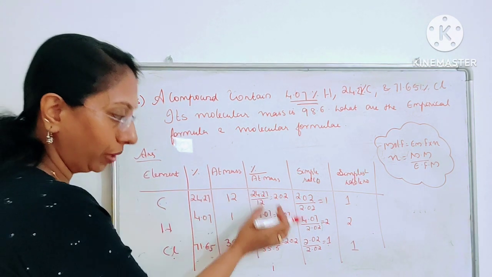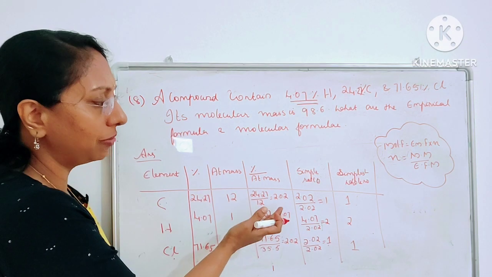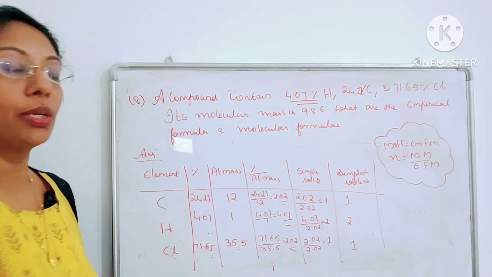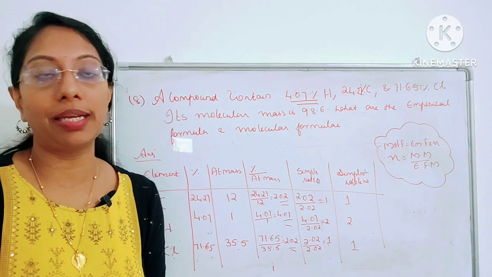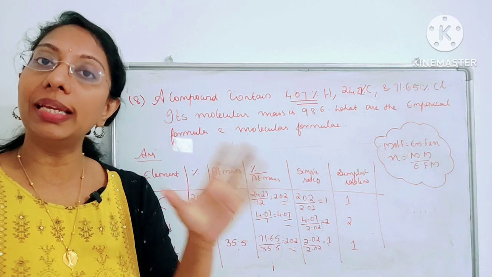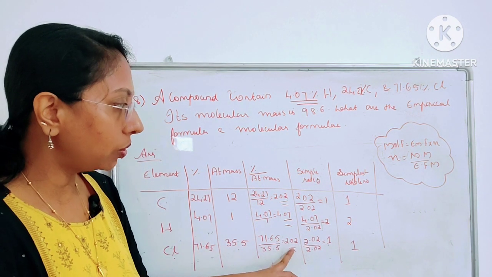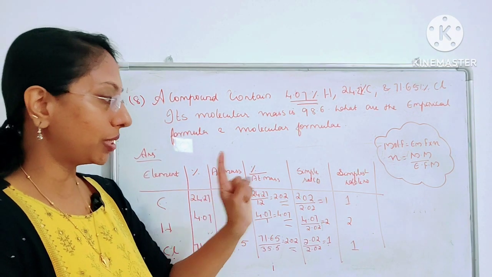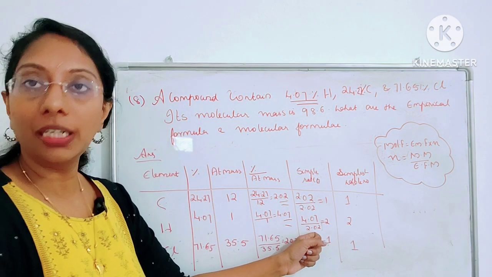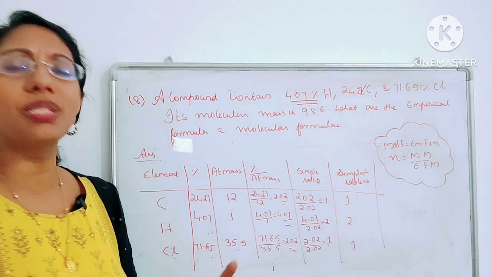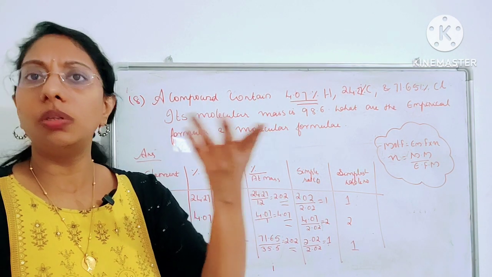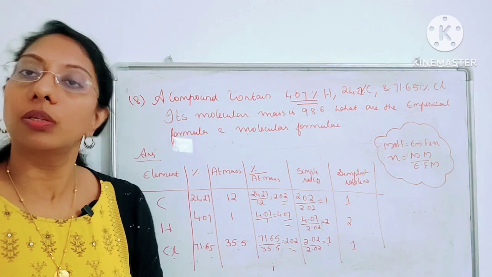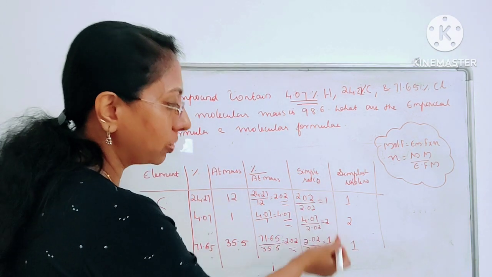We determine the percentage divided by atomic mass and we get a value. If we have more values, check all the values, determine the least value, and divide all the numbers by that least value. So here it is 2.02. First we divide 2.02 by 2.02, and we get the simple ratio as 1. Then 4.07 divided by 2.02 is approximately 2.00, so we will consider it as 2. Then 2.02 divided by 2.02 is again 1. So we got the simplest ratio.